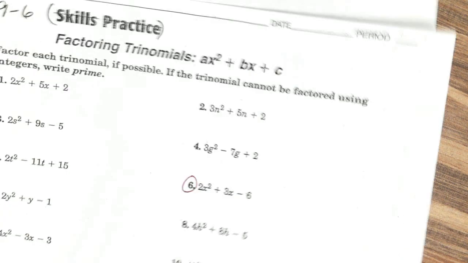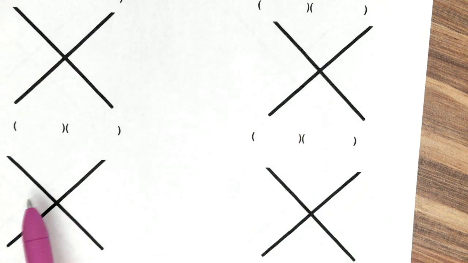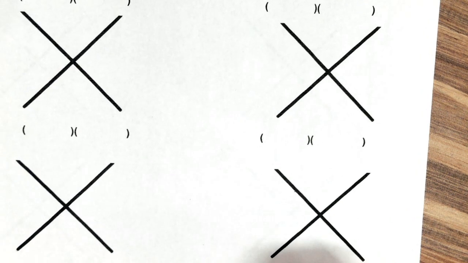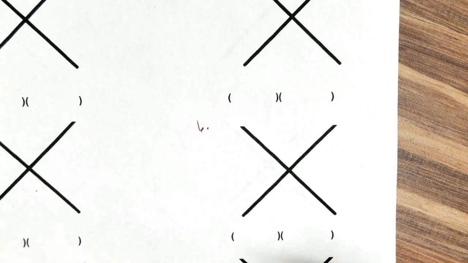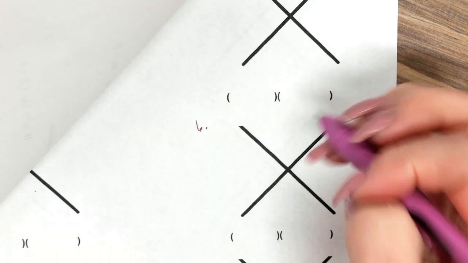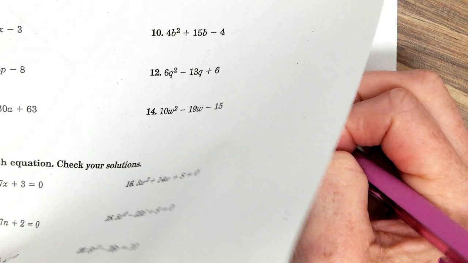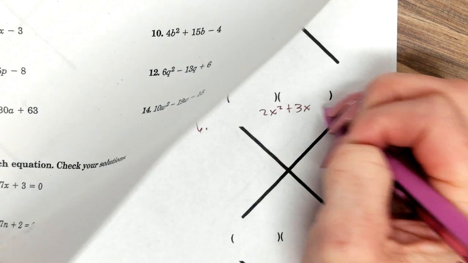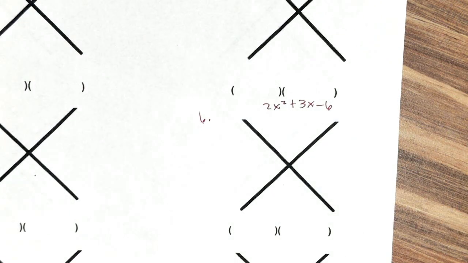Okay, so let's go to an X on here for number 6. So this would be 1, 2, 3, 4, 5. Here's number 6. Right here. So I am looking at 2x squared plus 3x minus 6.